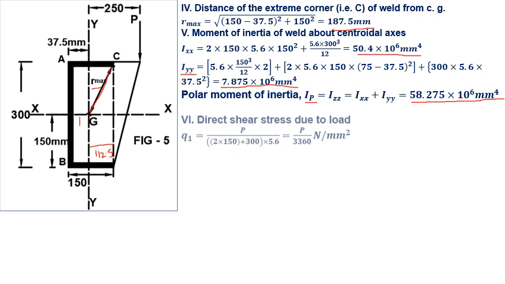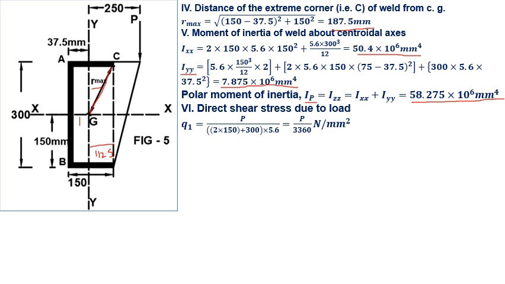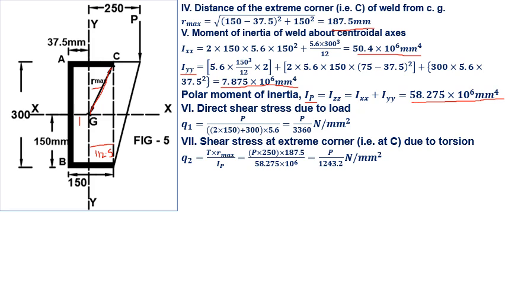In the next step, we have to calculate direct shear stress due to load. That is Q1 equals P upon 3360 Newton per mm square. In the next step, we have to calculate shear stress at extreme corner due to torsion, Q2, torsion multiplied by R maximum upon polar moment of inertia, and it comes out to be P upon 1243.2 Newton per mm square.